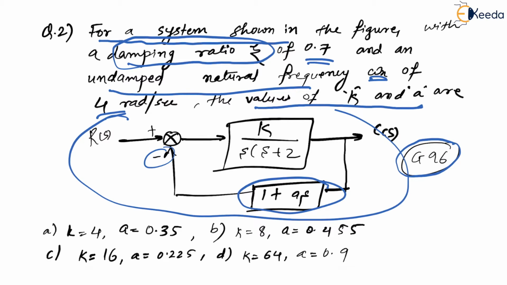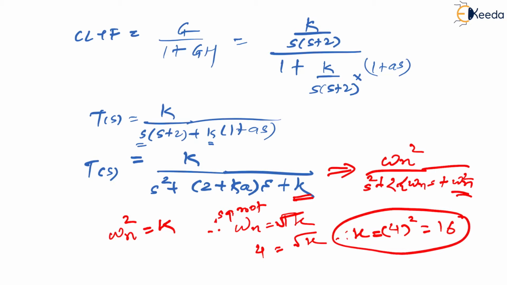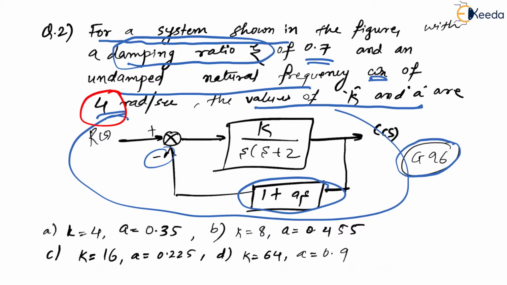Now what is omega n? Omega n is given to be 4 radians per second. If I put it here, I get 4 equal to under root of K. Now if I want K, squaring on both sides, root of K squared is K, and 4 squared is 16. So you have got K equal to 16. It is option C. Solved. Very simple problem, right?